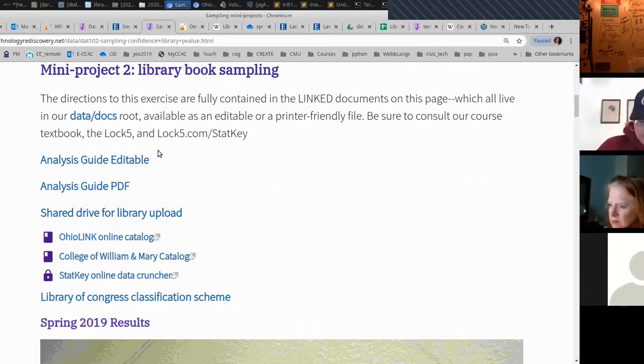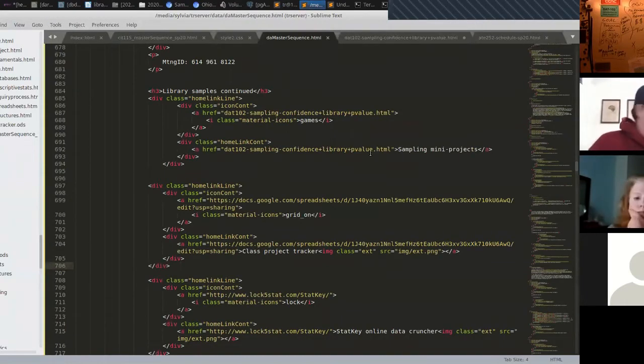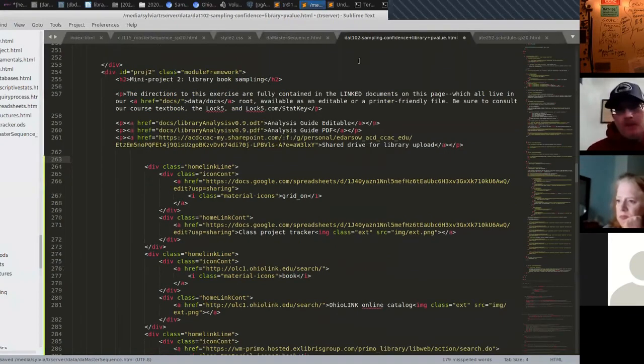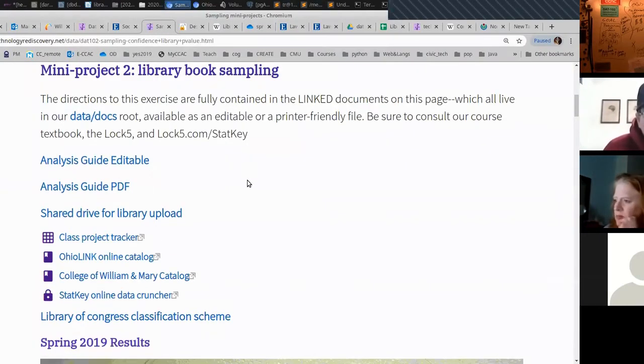Where did I put the Google Drive? Okay, I forgot to do a save, so everyone refresh together at once. Ready, set, F5. And this link to the Google Drive should pop right up, class project tracker.